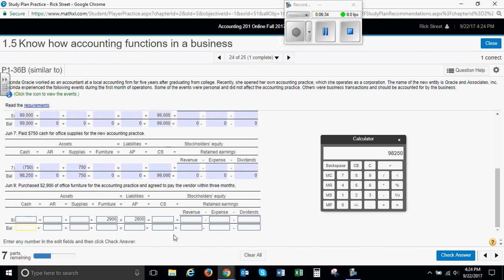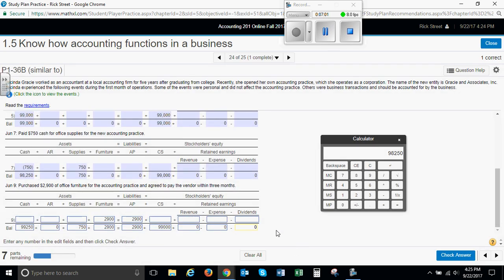So we carry down our balances. Got a little bit of furniture, got a little bit of debt now. Common stock is, like I said, not going to change. And we still have zero revenues, expenses, and no dividends. And that makes sense. We're still getting this business off the ground. We're just setting up our offices.